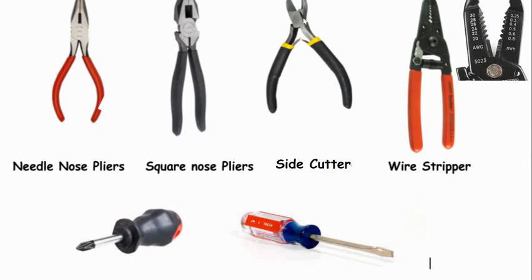A side cutter is used basically just for cutting wires. You'll notice that you can also cut wires with these pliers as well, that there's a cutting tool inside of them, which you'll see when you check out those tools.